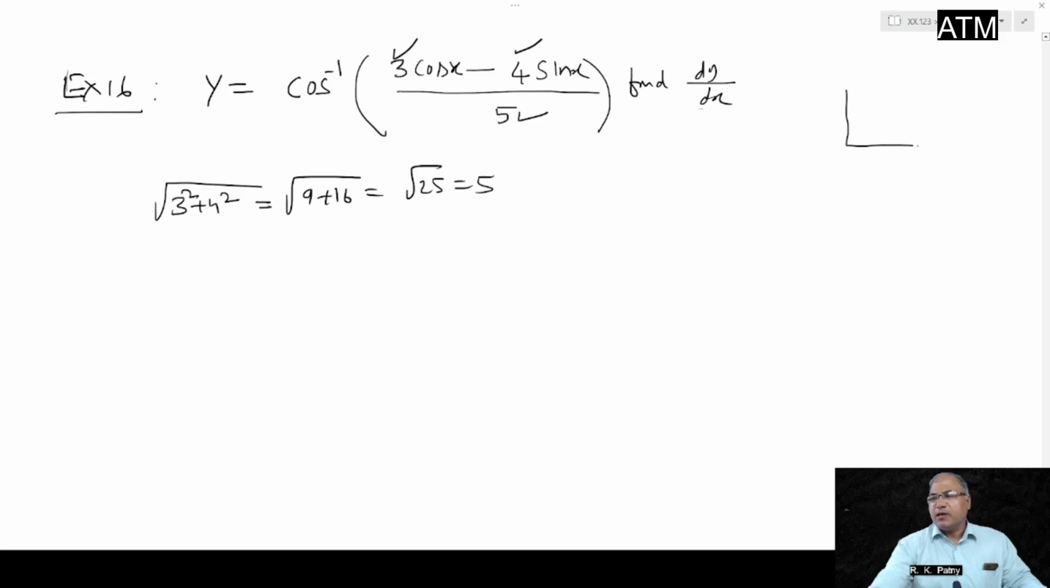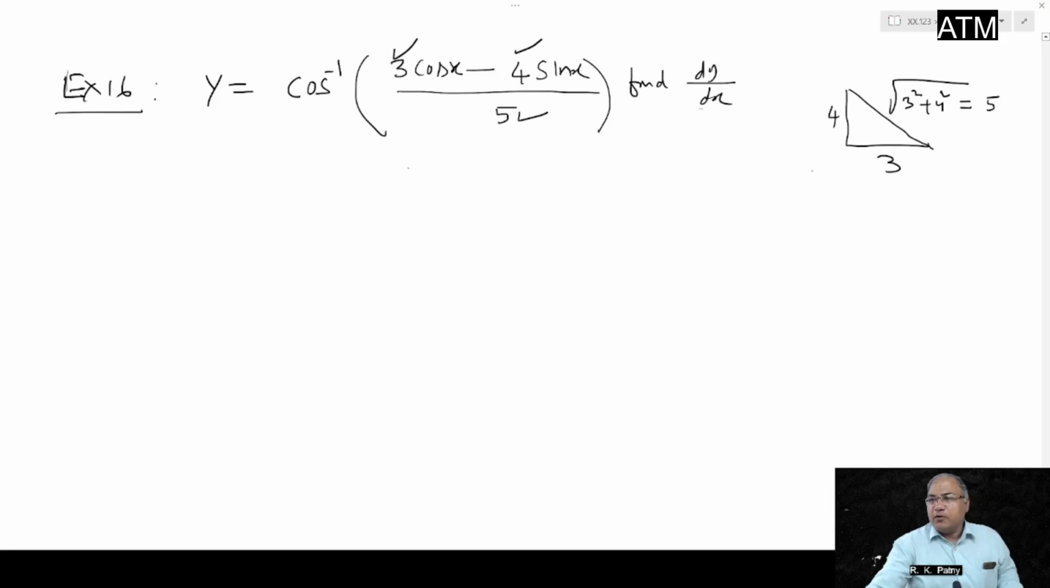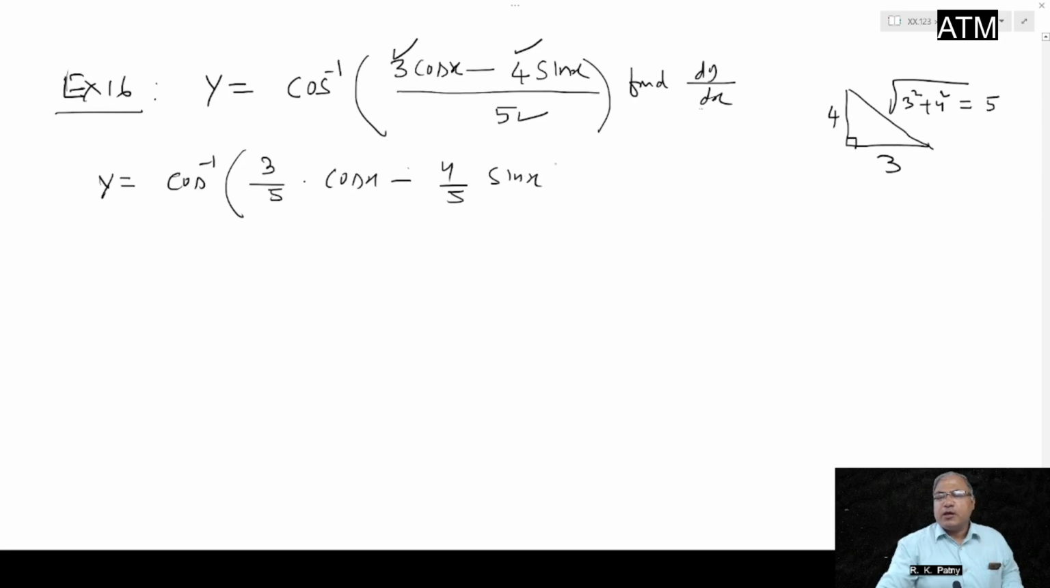So that means here we can make the one side. Here is a 3. 3 is one of the sides, and 4 is another side of the right angle triangle, and 3 square plus 4 square under root of that equals 5, is the hypotenuse. Now we are rewriting the given question, that is a cos inverse. We are writing 3 upon 5 cos x minus 4 upon 5 sin x.